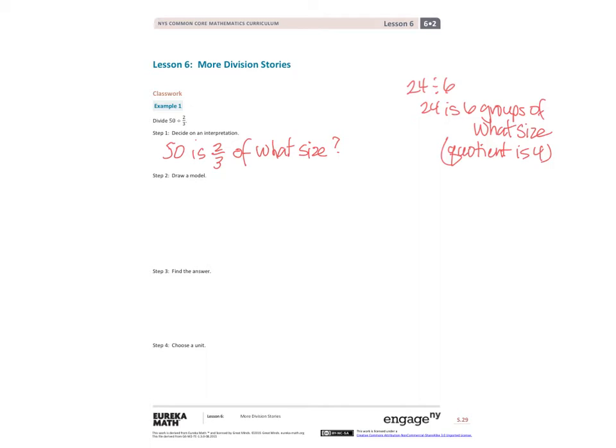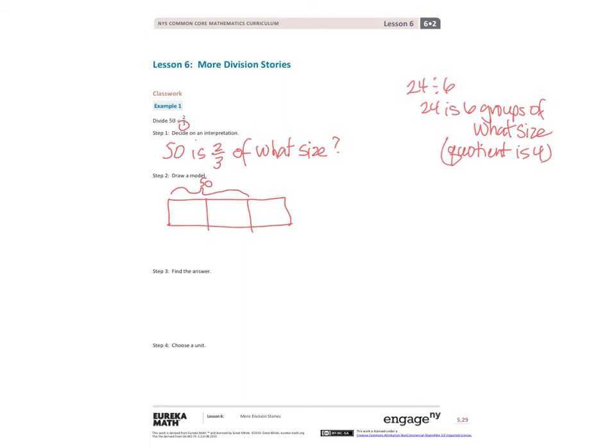How do we know? Well, the fraction actually tells me that. The denominator, the 3, tells me what I'm going to draw. I want 3. The denominator tells me how many groups to draw in my tape diagram. And then the 50 says 50 is 2 of those 3 groups, so that equals 50 right there. 50 is 2/3 of the whole. The whole thing would be 3/3.